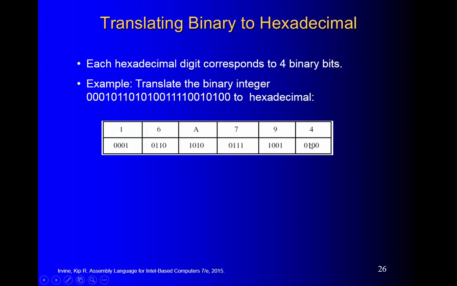0100. This is 4 because this is 1 location, 2 location, this is 4 location, so this is 4. This is hexadecimal 9 because this is 1 plus 8, so there should be 9. This is 7, 1 plus 2 plus 4, so it's 7. This is 2 plus 8 is 10. In hexadecimal, we use letter A. And this is 6 in hexadecimal is 6. And this is 1 and is 1 in hexadecimal.